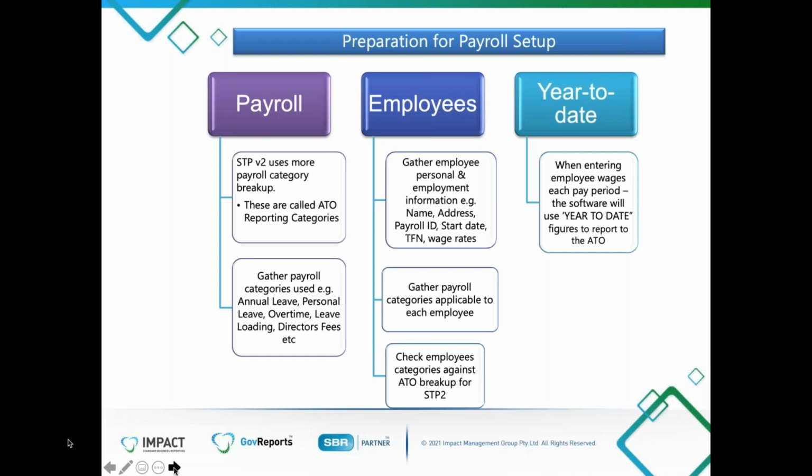And then with entering the employee's wages, in the GovReports subscription version you're going to be entering the year-to-date figures, whereas in the IM for the client, they are just entering the wages as they do it. Because it is a payroll solution and an accounting package, it's going to do all the adding up for them and then report that information to the ATO.